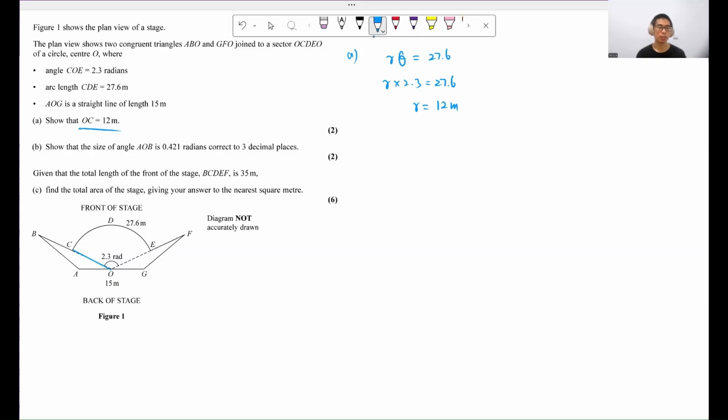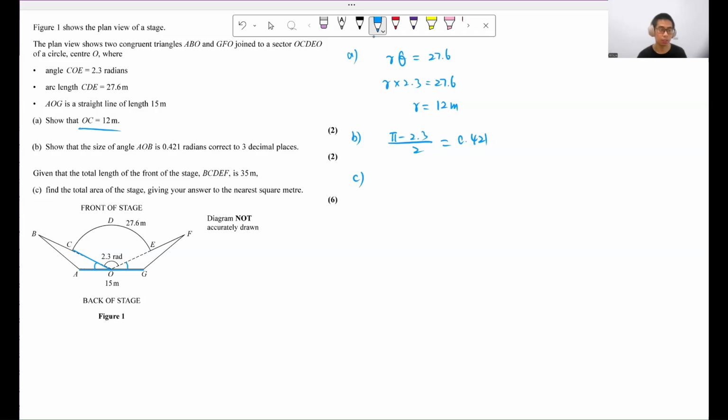And then part B, show that the size of angle AOB is 0.421 radians. Because AOG is a straight line, the angle on a straight line should be pi. And the two triangles are congruent, so those two angles should be the same. To work out the angle AOB, we can just use pi minus 2.3 and then divide by 2. So that's what gives us the answer. Pi minus 2.3 over 2 in the calculator would be 0.42123, to 3 decimal places.